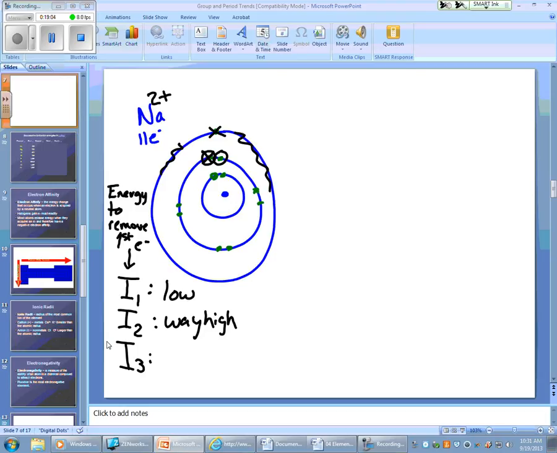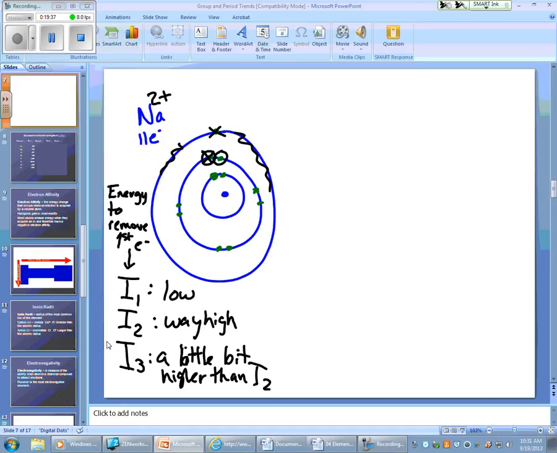Because remember, the number of positive protons doesn't change. It stays there. And so now we've still got 11 protons, but now they're attracted to 9 electrons. So this one is going to be more. You're not going to see a big jump, though. It's just going to be a little bit higher than I2. It always requires more energy. But in this case, it's not going to be a big jump because it's already lost its level of stability.